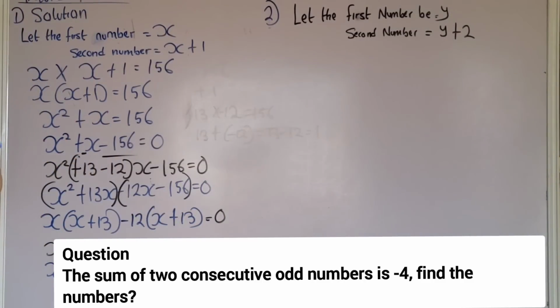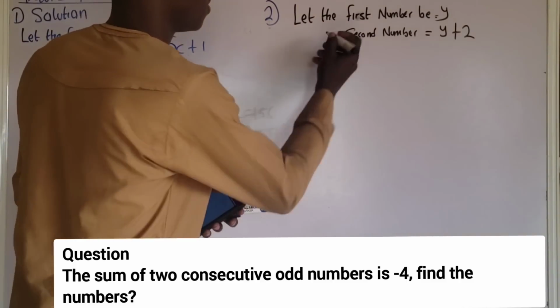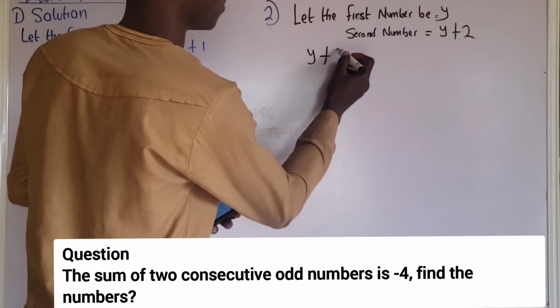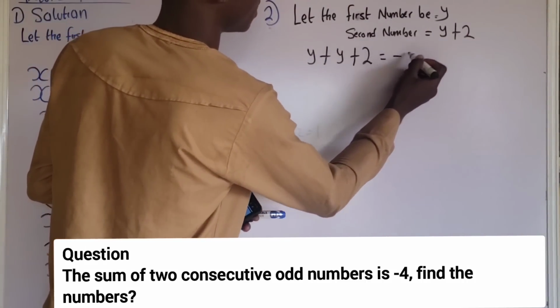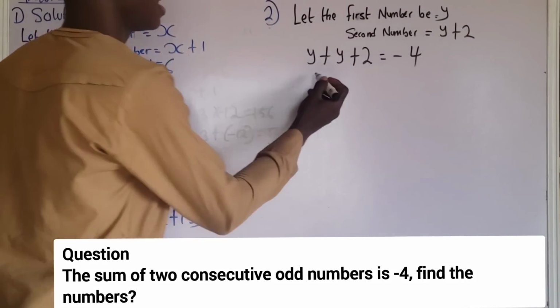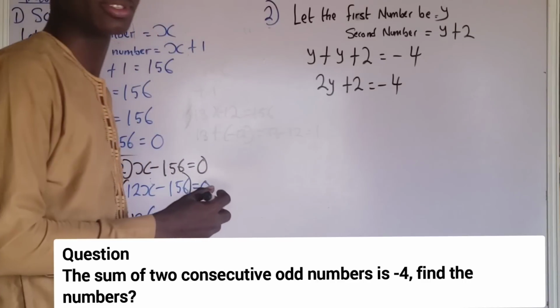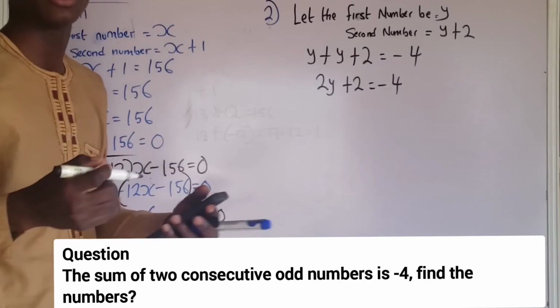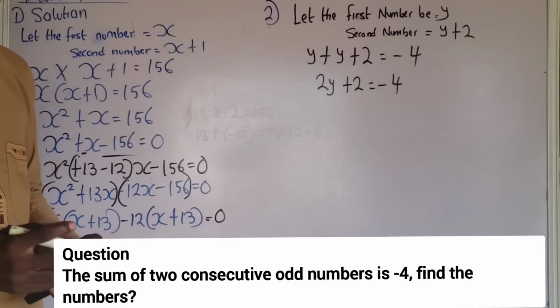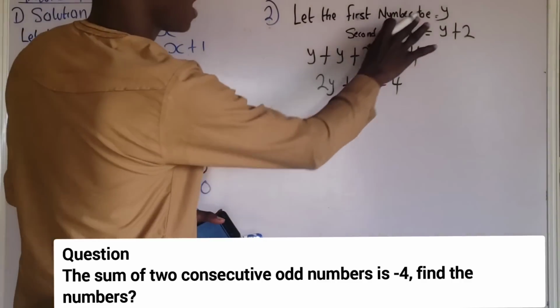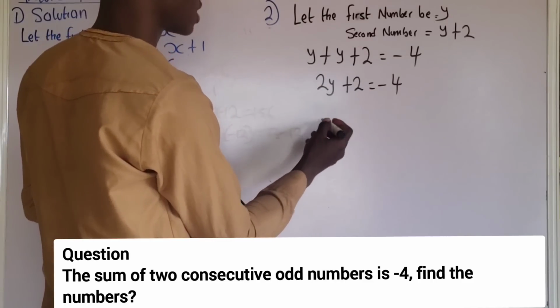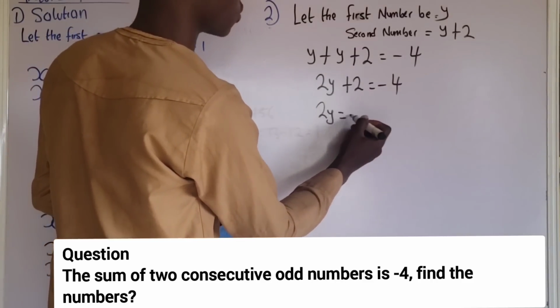Now, the sum of these two numbers is negative 4. So let's take their sum. y plus y plus 2 equals negative 4. So here I'm going to have 2y plus 2 equals negative 4. Are you paying attention? You have been given in the question that the sum of these two numbers equals negative 4, so I just take their sum. Here I'm going to collect like terms.